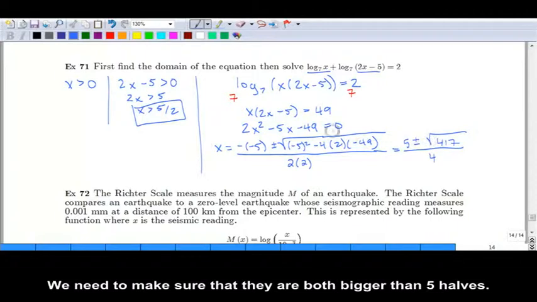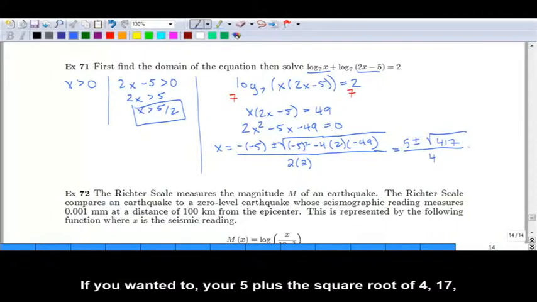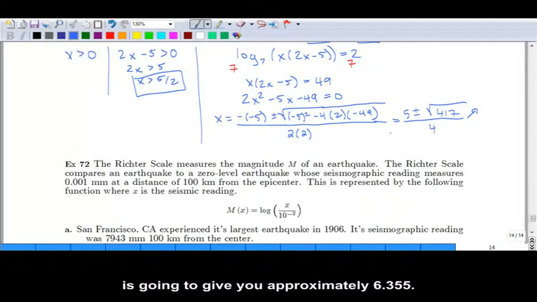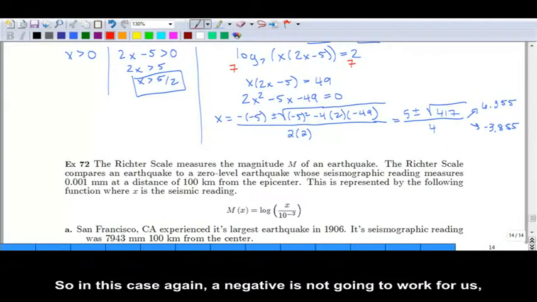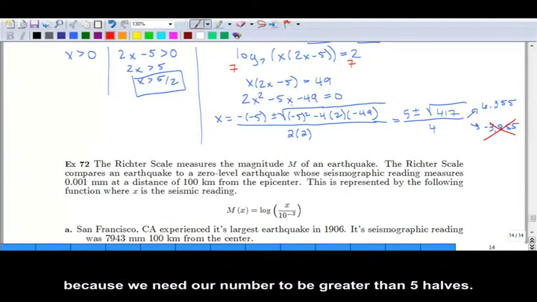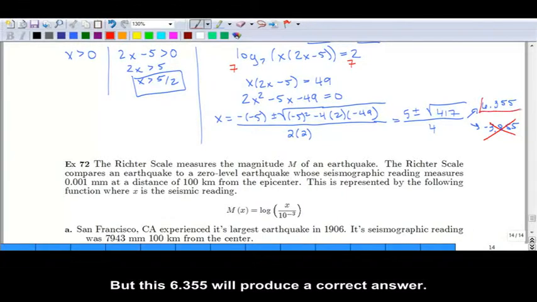We need to make sure that they are both bigger than 5 halves. If you wanted to, your 5 plus the square root of 417 is going to give you approximately 6.355, and your negative is going to give you approximately negative 3.855. So in this case, again, the negative is not going to work for us because we need our number to be greater than 5 halves, but this 6.355 will produce a correct answer.